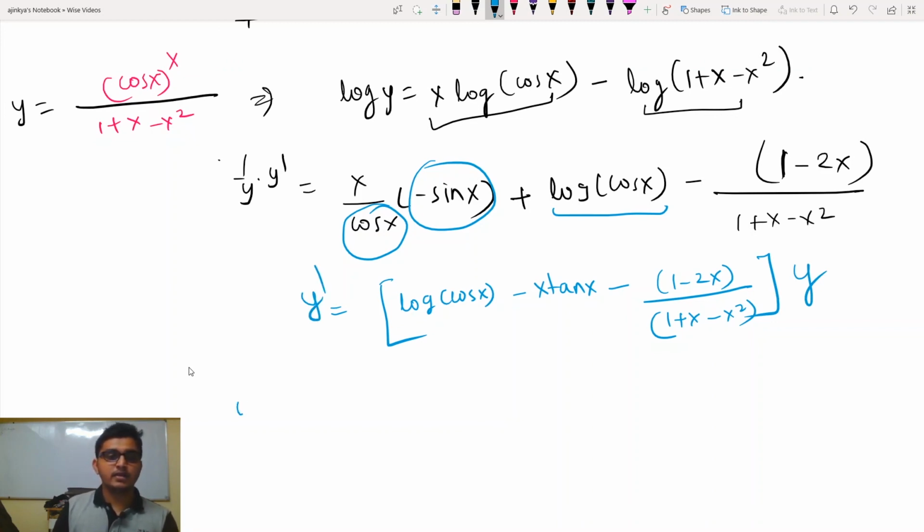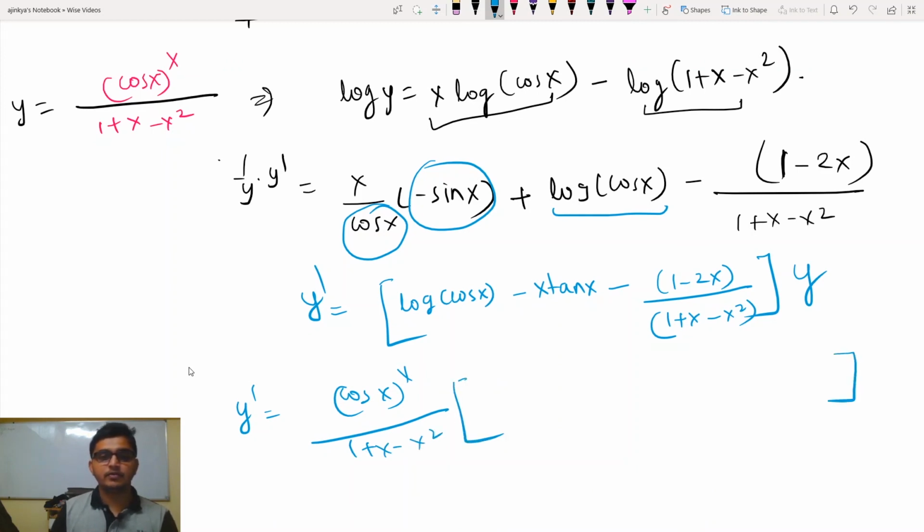So what is y? y dash will be, y we have as cos of x raised to x, everything divided by 1 plus x minus x square, and then this entire term will again come down: log of cos of x minus x tan x minus 1 minus 2x completely divided by 1 plus x minus x square.